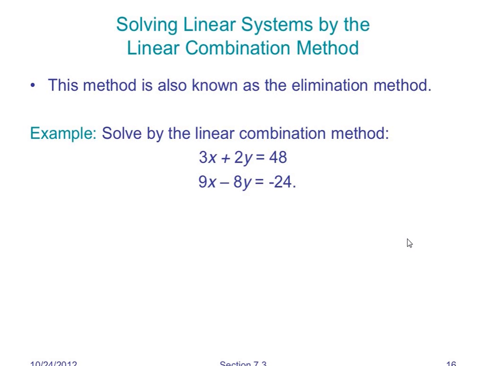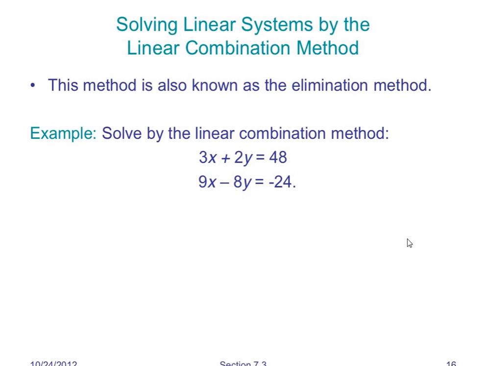What this method does is looks for the point where the two lines cross, just like by graphing or by substitution. But notice I don't have either equation solved for a variable. I don't have either x equals or y equals. Notice both equations are in standard form. So what I'm going to do is pick a variable, doesn't matter which one, either the x variable or the y variable, and I'm going to eliminate it.